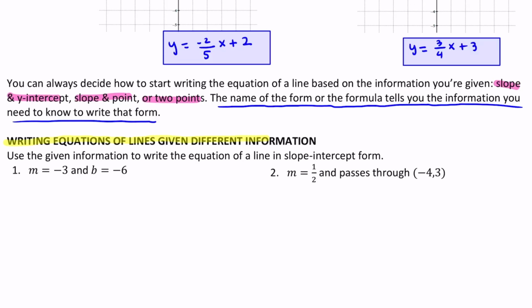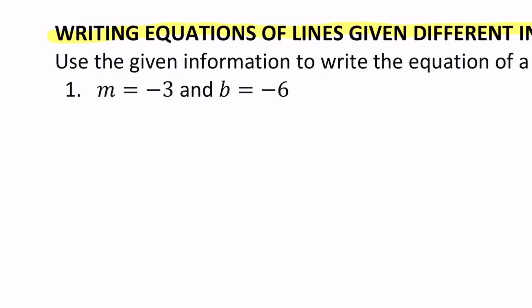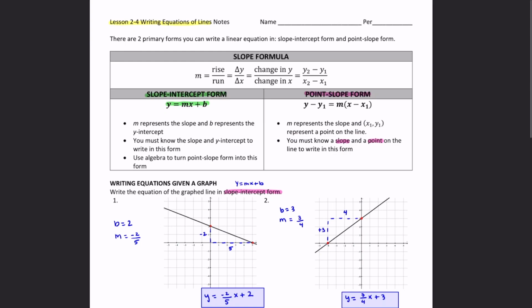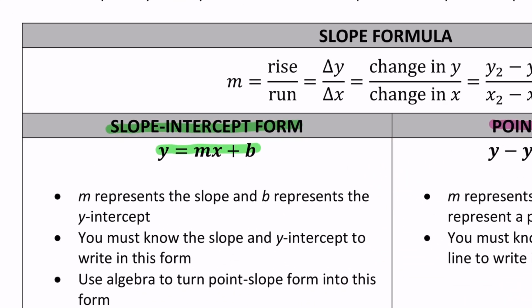Writing equations of lines given different information. Use the given information to write the equation of a line in slope-intercept form. Number 1, we have m equals -3 and b is equal to -6. Remember, m means slope and b represents the y-intercept. So I have a slope and a y-intercept, which means I'm going to be using the slope-intercept form, y equals mx plus b.